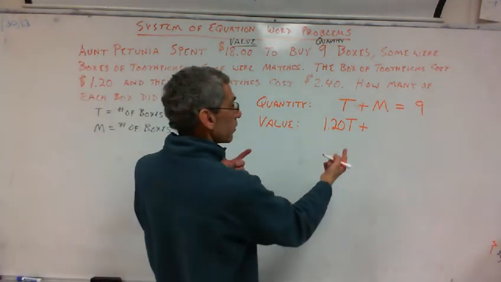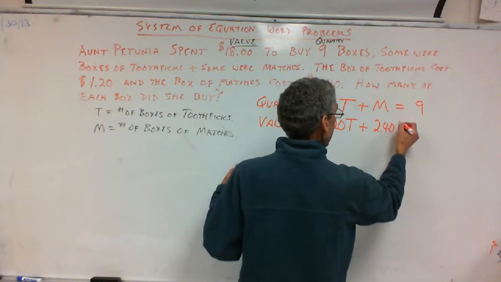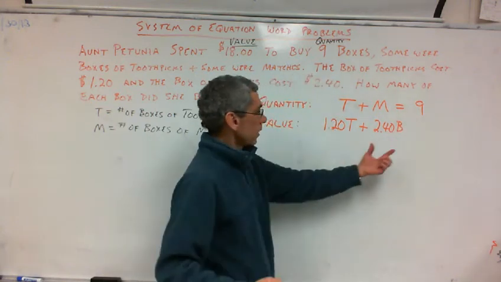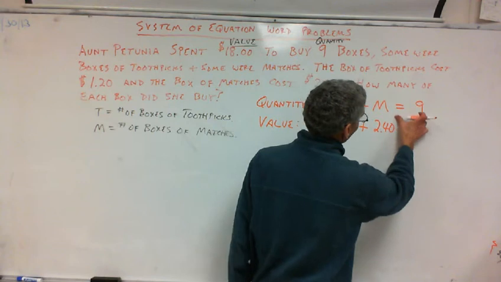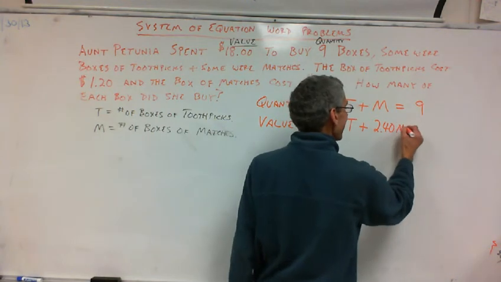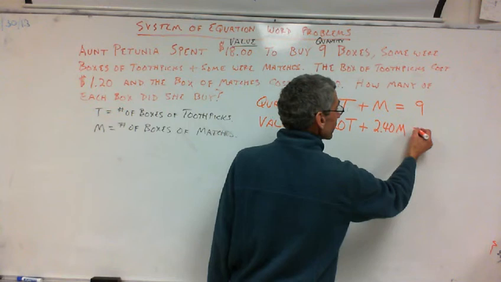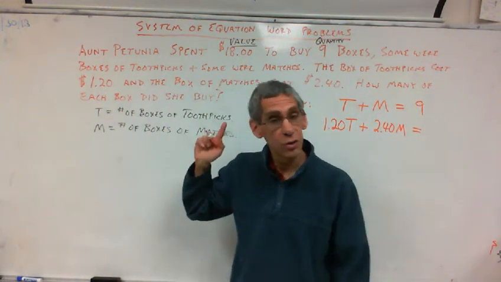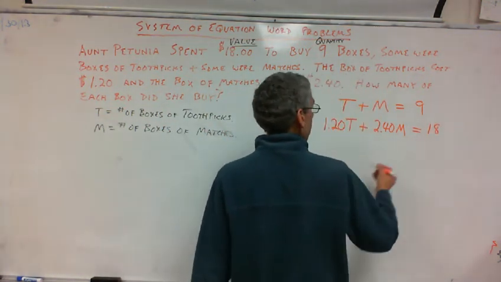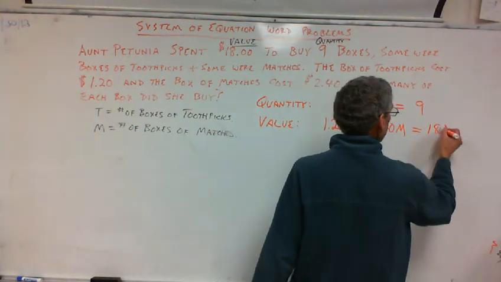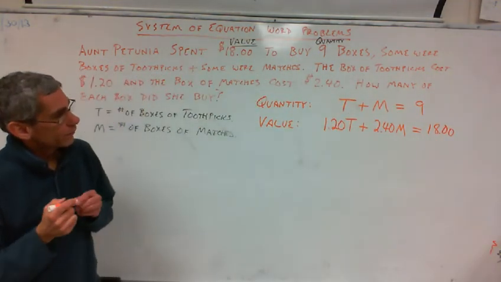240. That's the value of a toothpick box, so I'm going to put 2.40 times t. That'll tell me my total value. Times m. I'm glad you guys are thinking. We're buying boxes, equals 18. What was her total amount? $18. All right, and I'll put the decimals in there. Okay, $18.